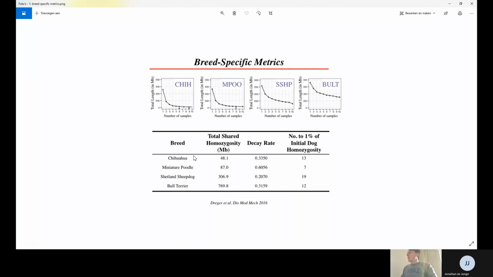You see this also if you look at the Chihuahua: the shared homozygosity is low, 48.1, whereas, for example, in the bull terrier, the shared homozygosity is very high. And it gives you also insight that the bull terrier is much more inbred. And as a result, then they looked also at how many breeds they needed to give a good insight, and that you can see on the right side.